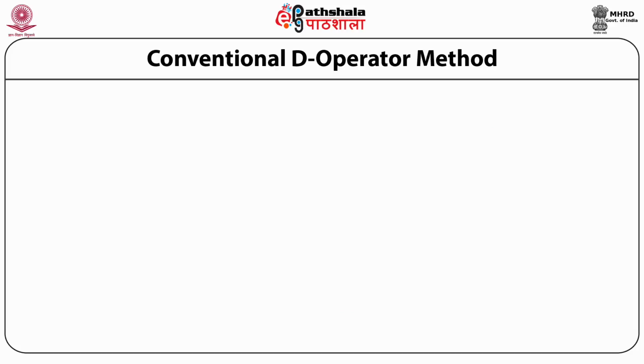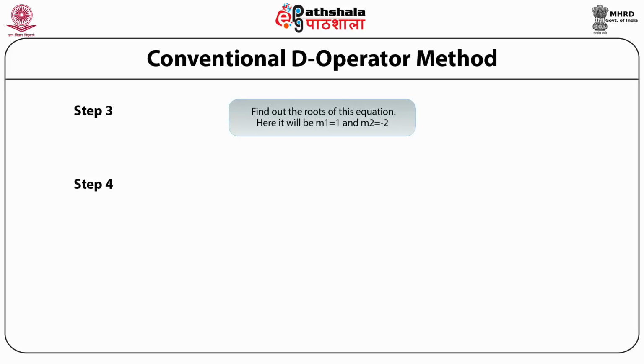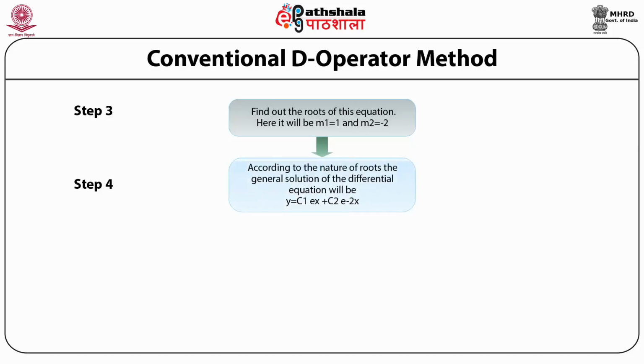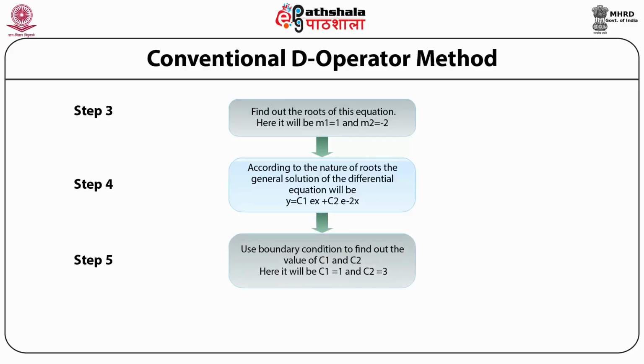Conventional D operator method, continuing from the previous slide. So the roots of the equation are m1 is equal to 1 and m2 is equal to minus 2. We go to step 4. The solution is going to be y is equal to c1 times e to the power of m1x, which is 1x, plus c2 times e to the power of m2x, which is minus 2x. Then what we are going to do in step 5 is apply the boundary conditions. y of 0, that is y at x is equal to 0 or time t is equal to 0, and y dash at x is equal to 0 or time t is equal to 0.